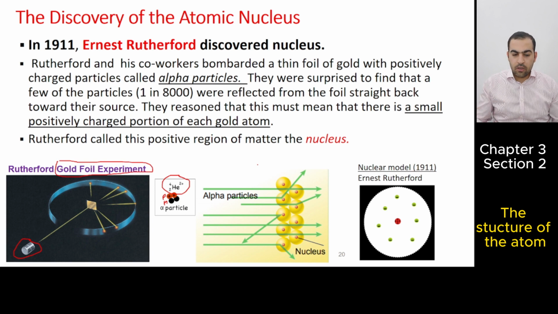Rutherford called this positive region of the matter the nucleus. This is the atomic model of Rutherford. It's called the nuclear model. So look, he said all the positively charged particles are concentrated in a very small region in the atom. He called this positive region of the atom the nucleus. This is how Ernst Rutherford discovered the nucleus.